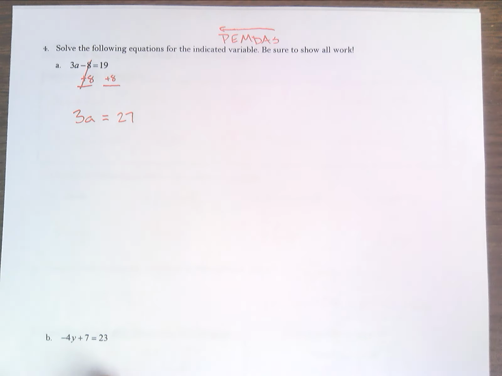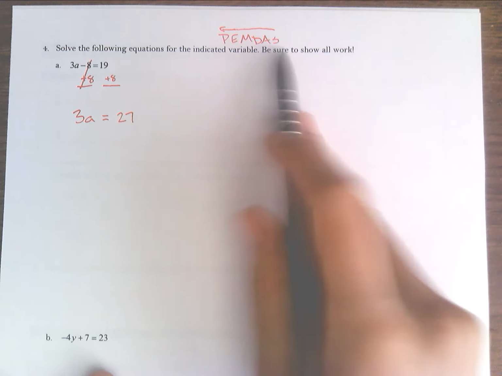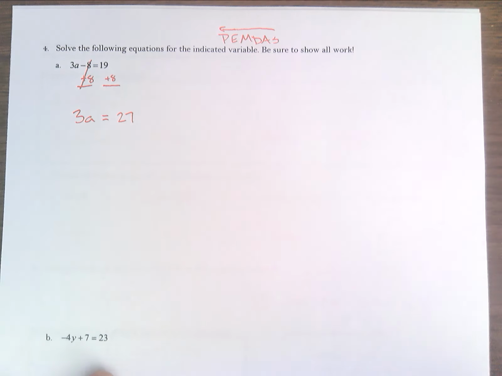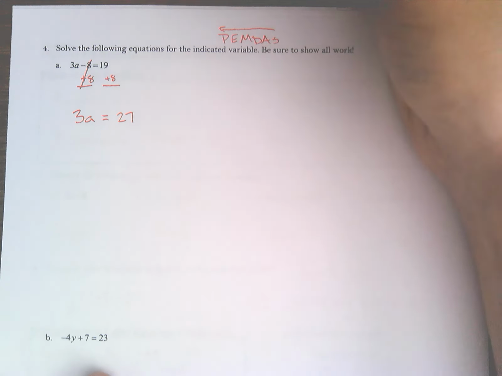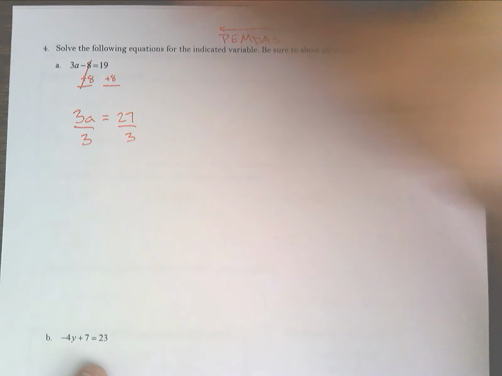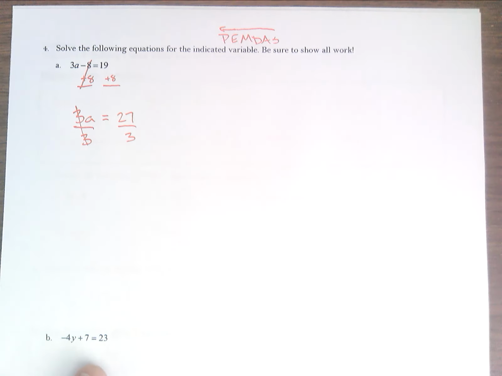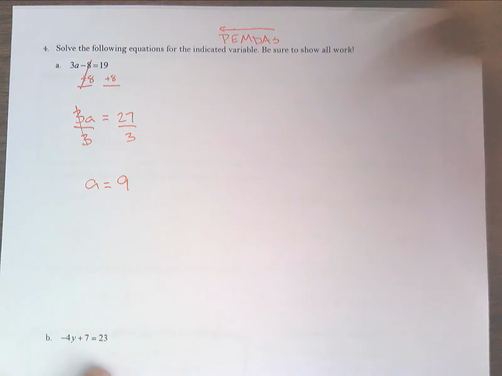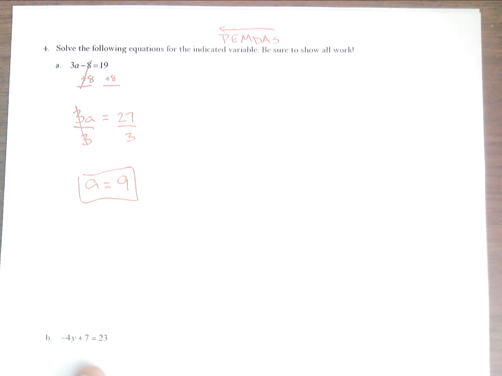Any more addition or subtraction? I don't think so. So then we've got multiplication and division. Here we have 3a, which means 3 times a. So in order to get rid of the times 3, we have to divide by 3. Do the opposite of what's in the equation. So then, this 3 over 3 cancels. We're just left with 1a, or just a. And on the right-hand side, we have 27 divided by 3, which is 9. We have the variable by itself, so that is our final answer, a equals 9.